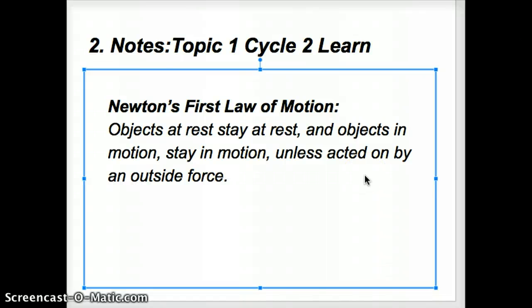So our topic is on Newton's first law of motion, and the main idea of Newton's first law is that an object at rest, not moving, stays at rest, and objects in motion stay in motion unless acted upon by an outside force. So let's talk about what a force is and how we define it.